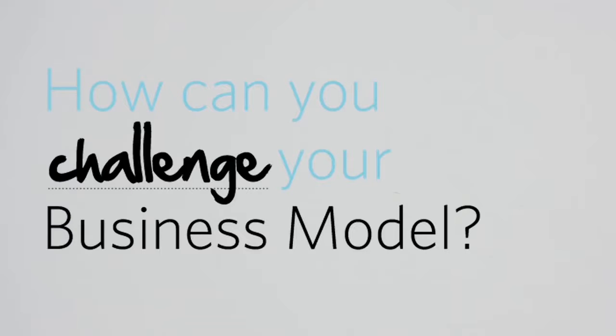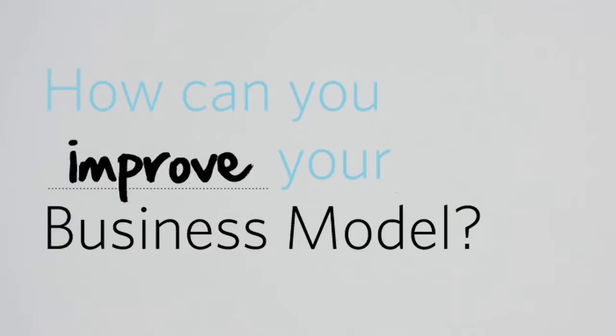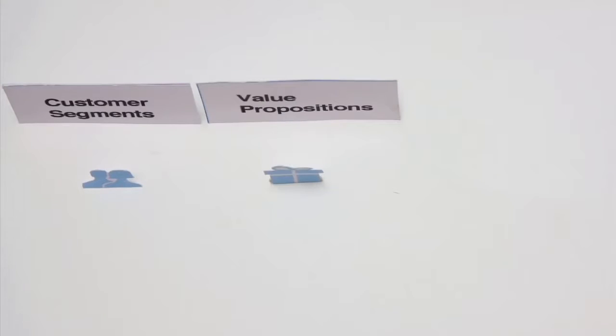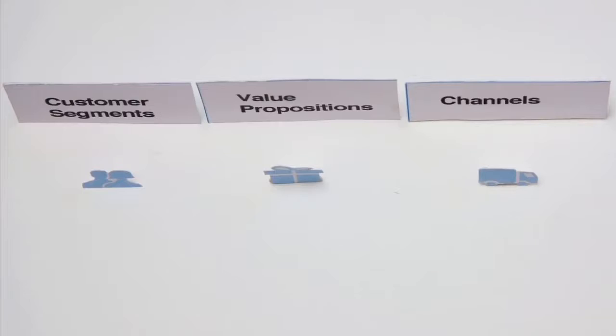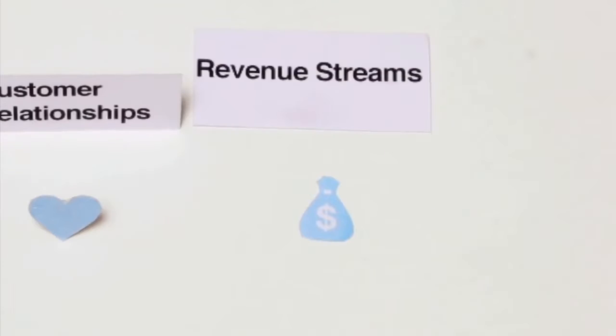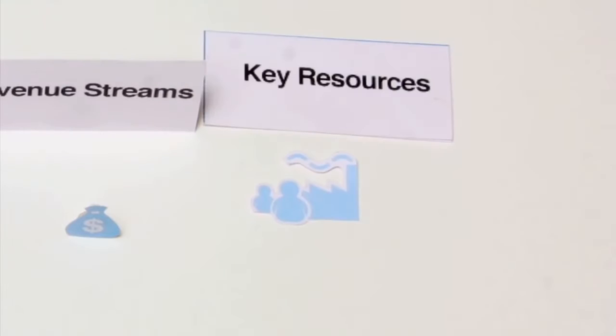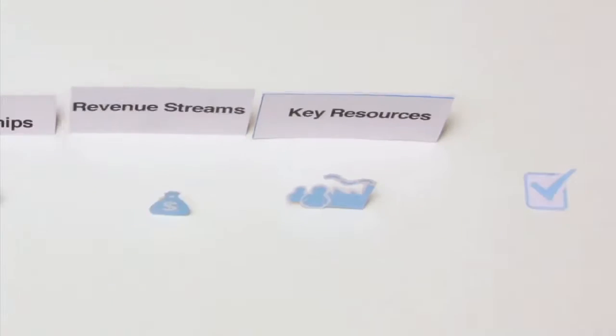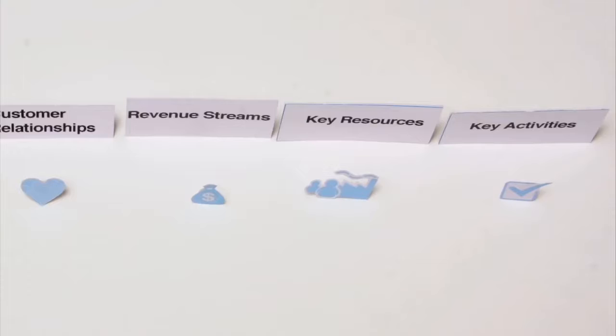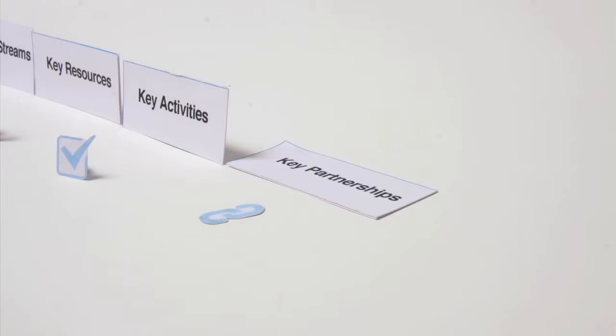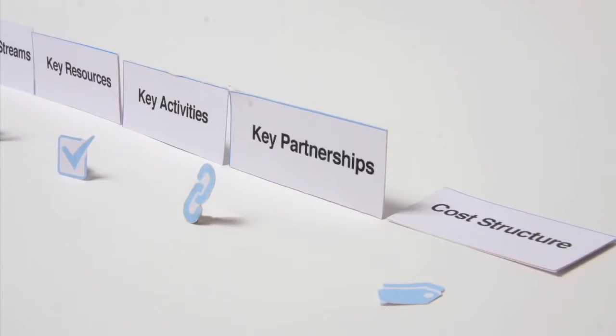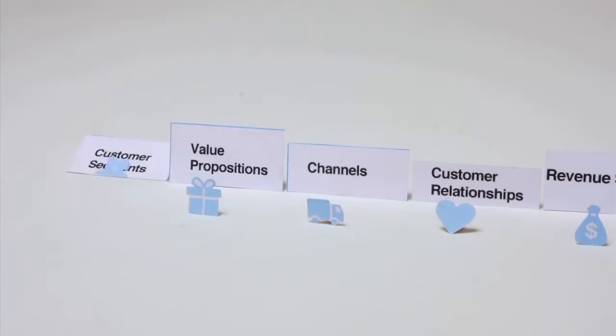An organization's business model canvas can be represented in 9 basic building blocks: the customer segment, the value proposition, channels to reach customers, customer relationships that are established, revenue streams generated, the key resources and key activities required to create value, key partnerships, and the cost structure of a business model.